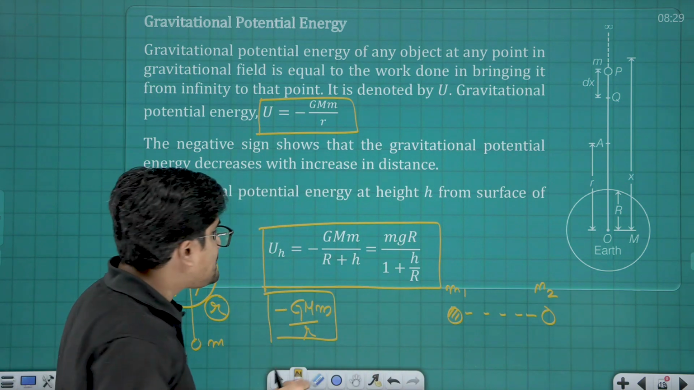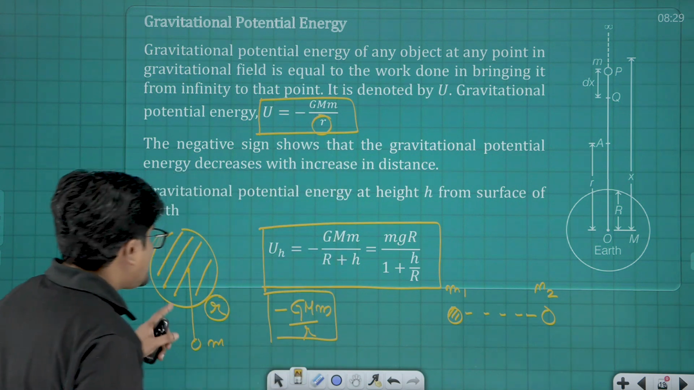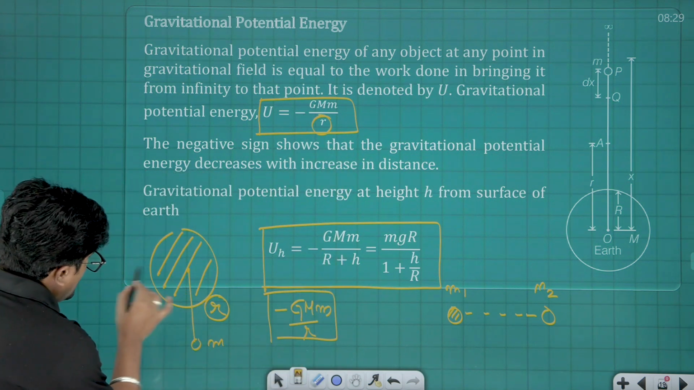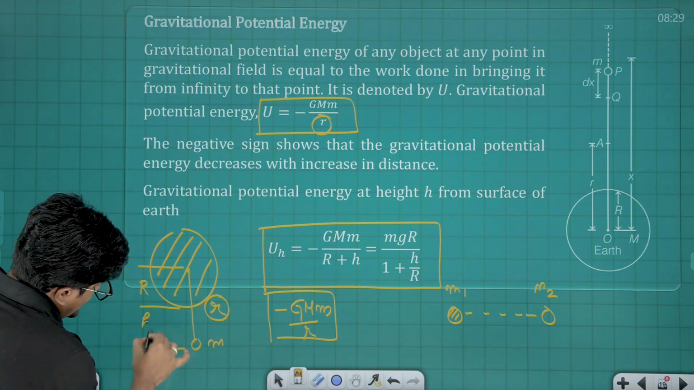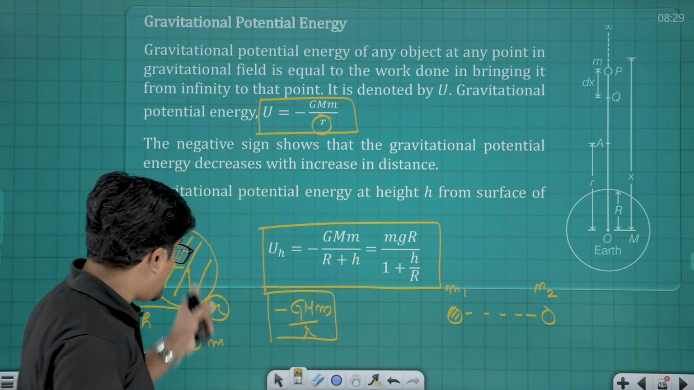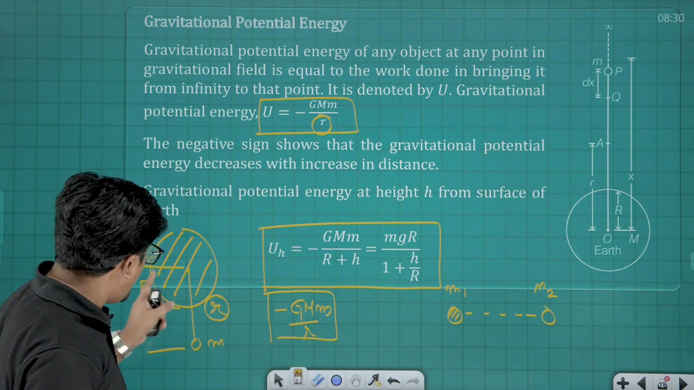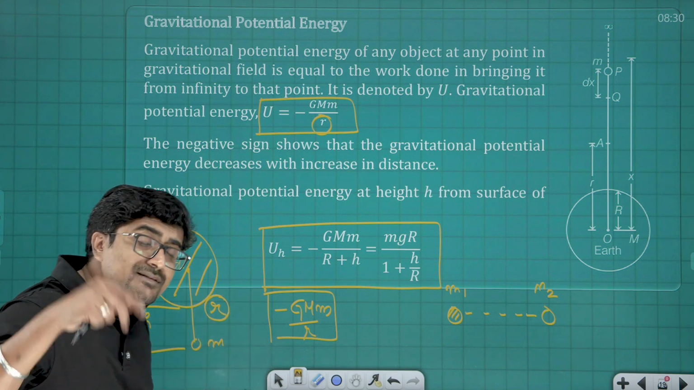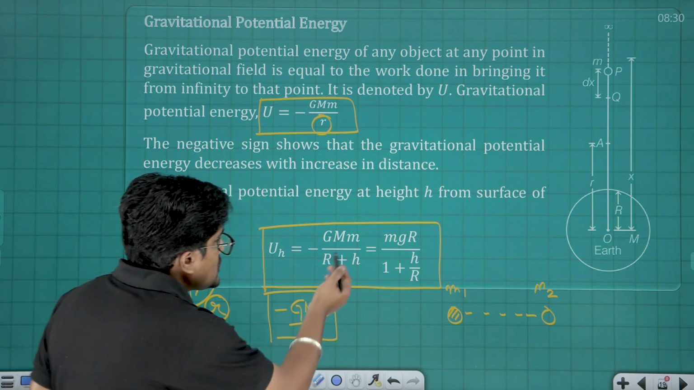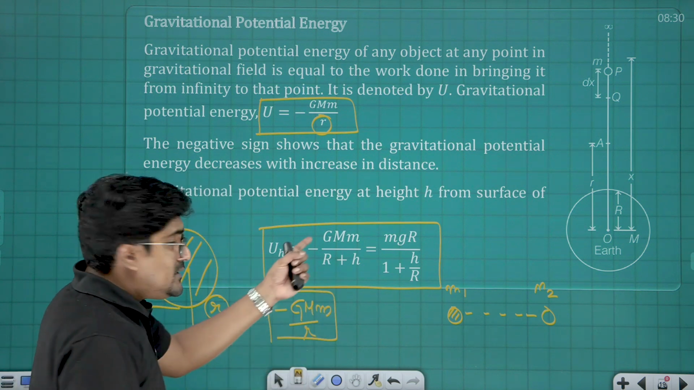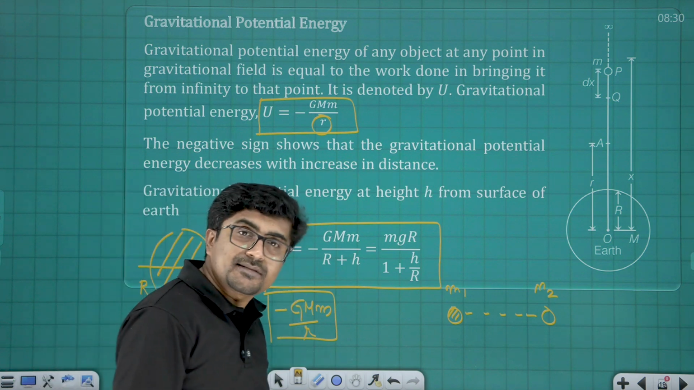Fine, nothing. Here small letter r is replaced as capital R plus H. What does it mean? Here it is capital R, here this is H. So small letter r is what? Capital R plus H only, isn't it? So if small letter r is replaced in terms of capital R and H, where H is the height from the surface of the Earth, so definitely the relation is going to be G capital M small letter m upon, instead of small letter r, it's going to be capital R plus H.